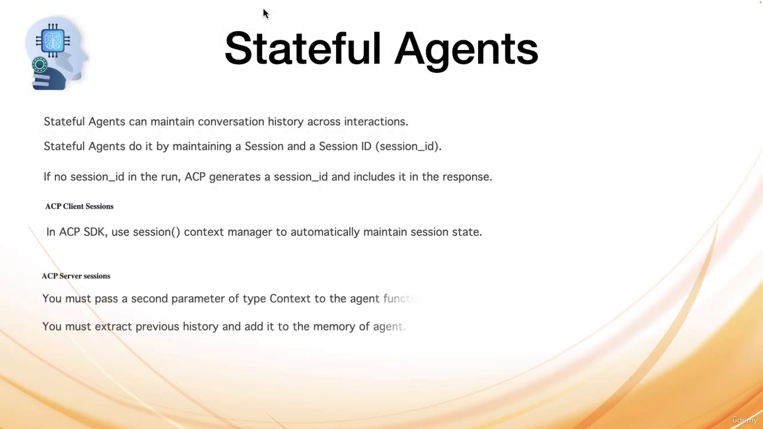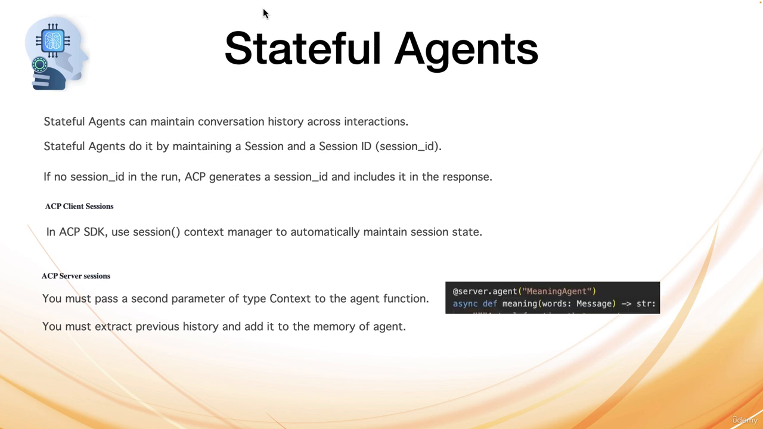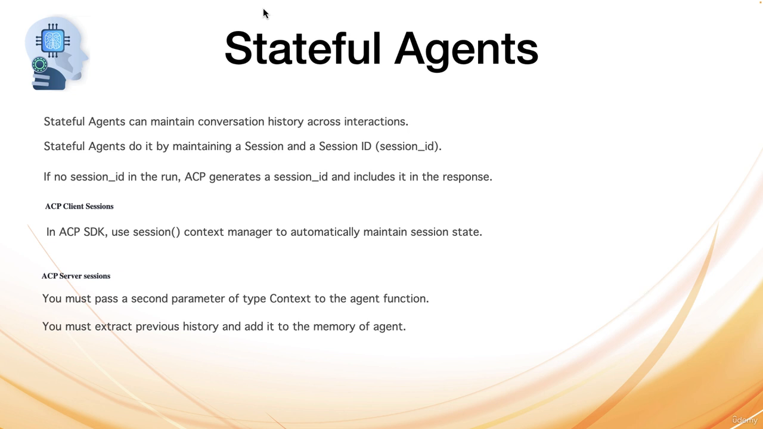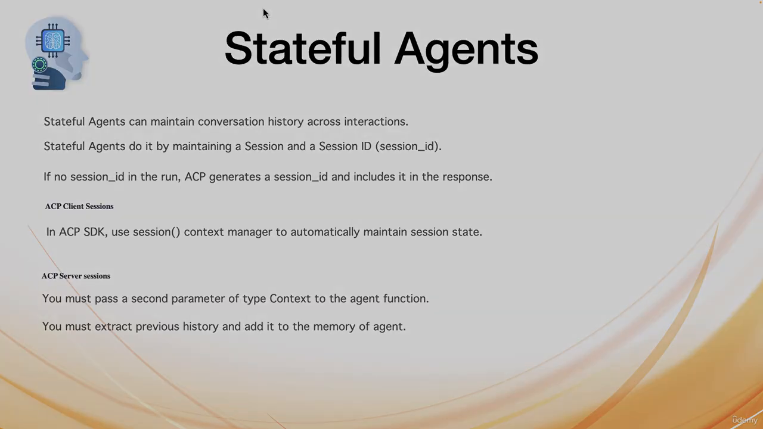Now let's see what we need to do in the ACP server. So far, your ACP server function had one parameter as the input and its type was a message. If you want to create a stateful agent, you need to pass a second parameter and its type must be context. Context is a class in ACP SDK. That context will give you access to session, and using that session, you can load the previous conversation history and include it in the memory when you pass the request to large language model. Let's go to Visual Studio and see it.